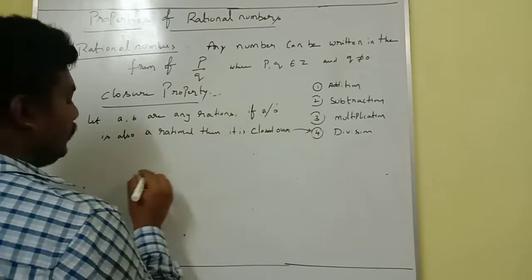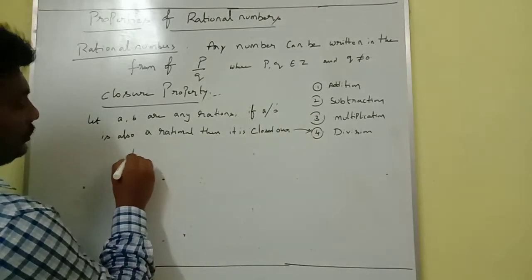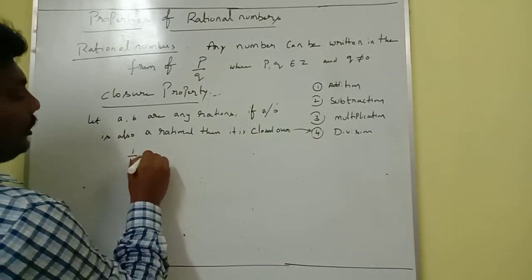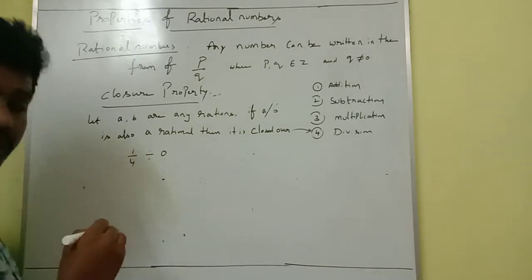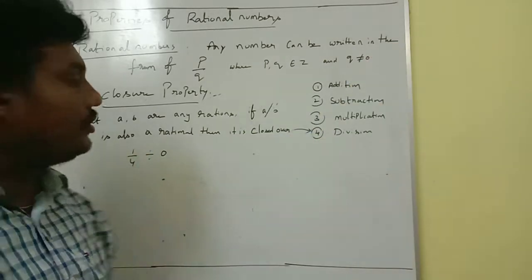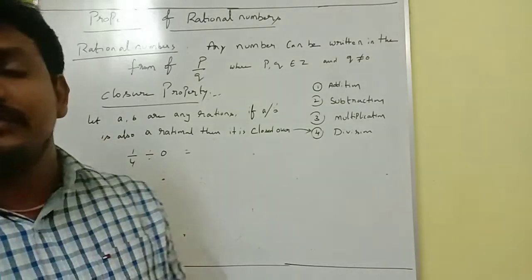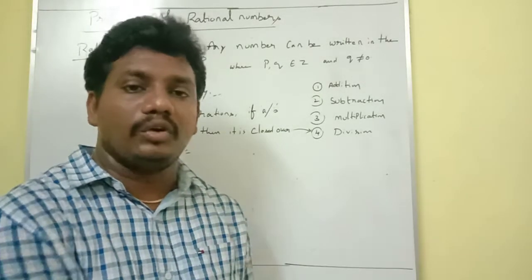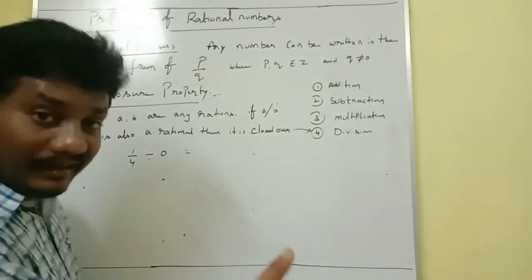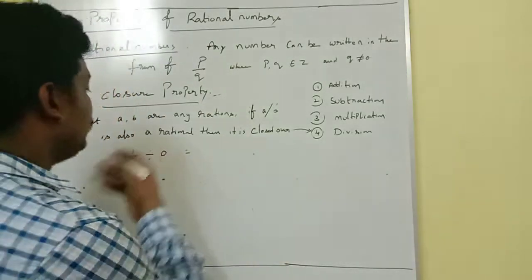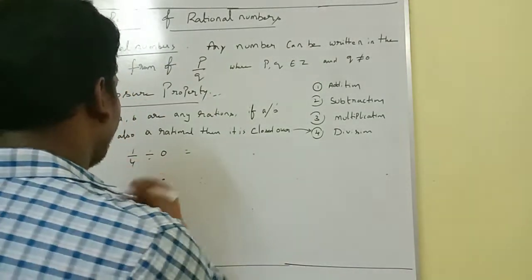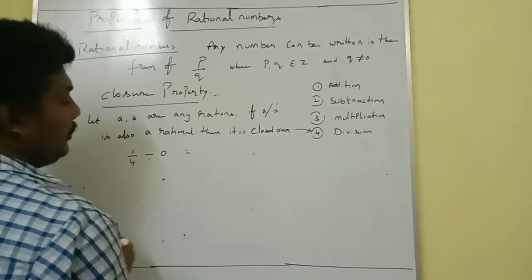Let me consider first: you can take 1 by 4 divided by 0. So 1 by 4 divided by 0. If you take any calculator and divide any rational number by 0, then we get a math error. That means we cannot divide this one.